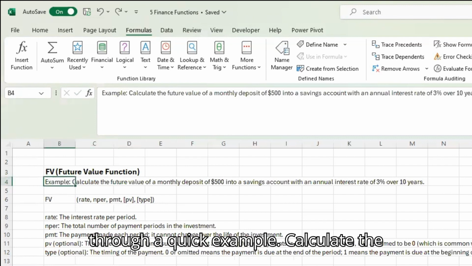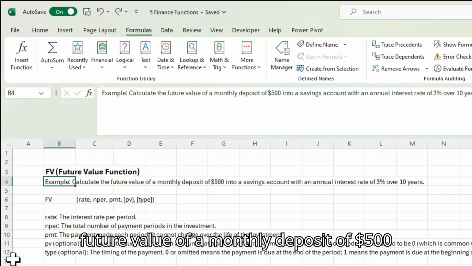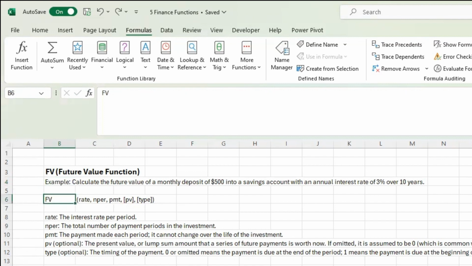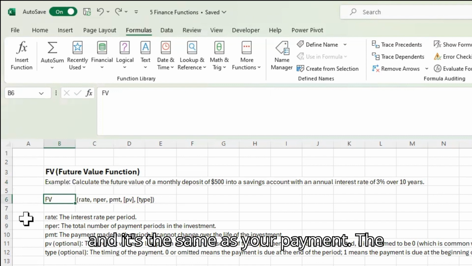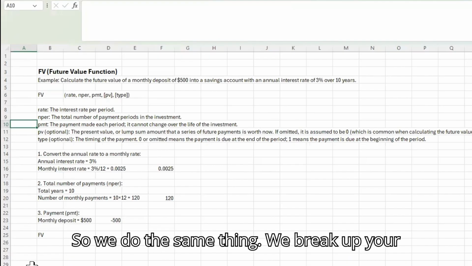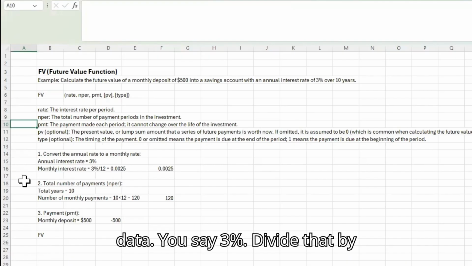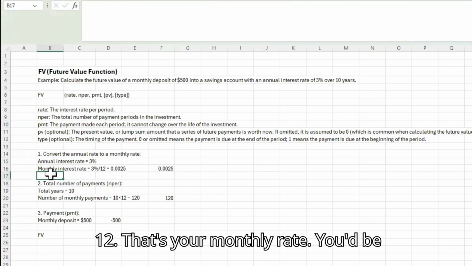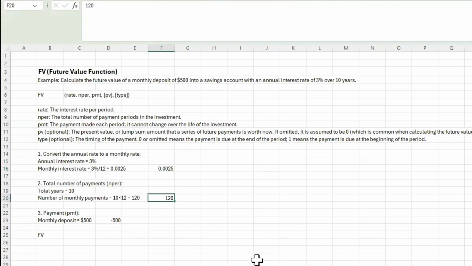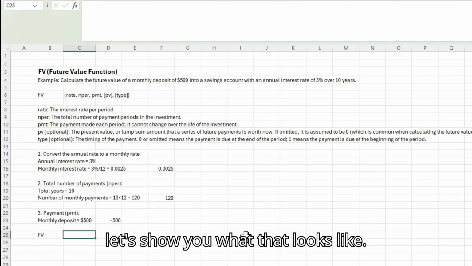So let's go through a quick example. Calculate the future value of a monthly deposit of $500 in a savings account with an annual interest rate of 3% over 10 years. This is what your function looks like, and it's the same as your payment function. The only difference is that instead of future value, you have payment. So we do the same thing and break up your data. You say 3%, divide that by 12. That's your monthly rate. You'll be doing 10 years, so multiply that by 12. That's your number of payments, and it's $500 that's going to be going out. So let's show you what that looks like.